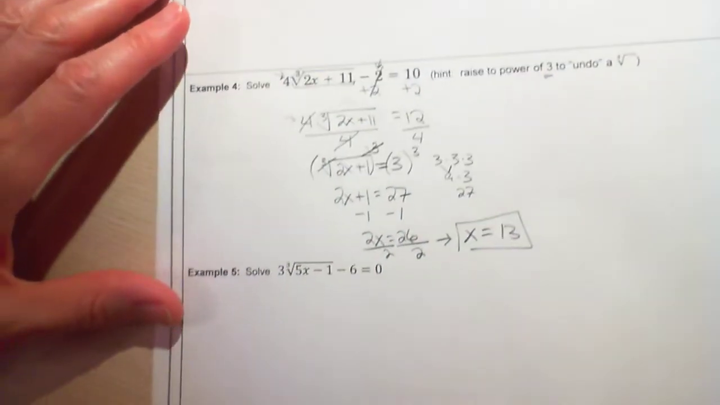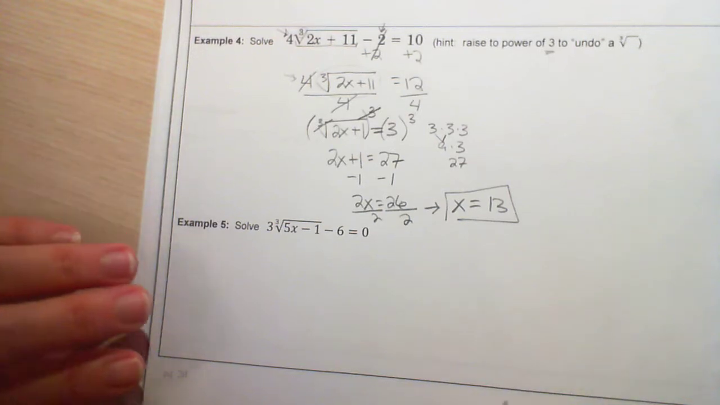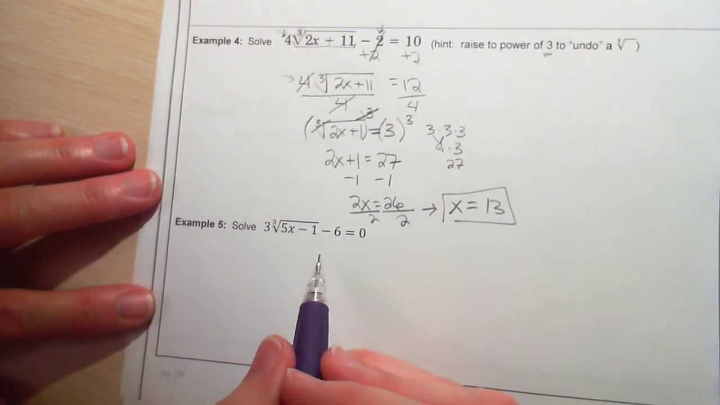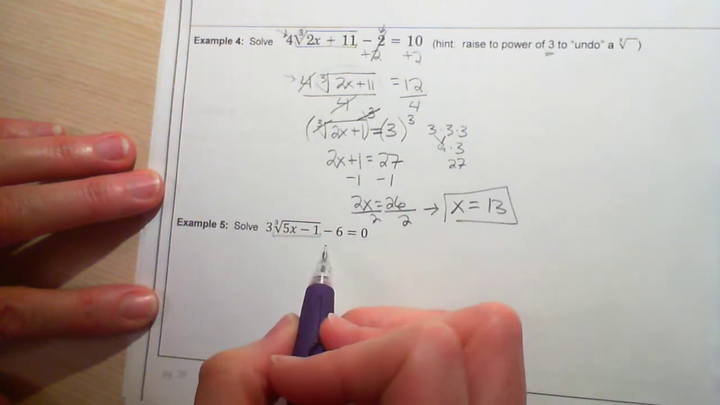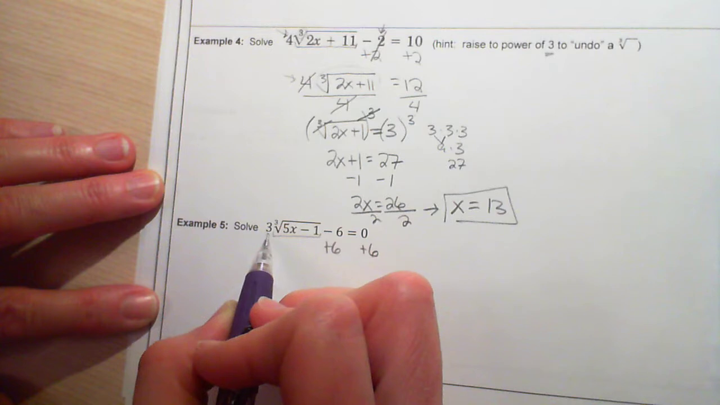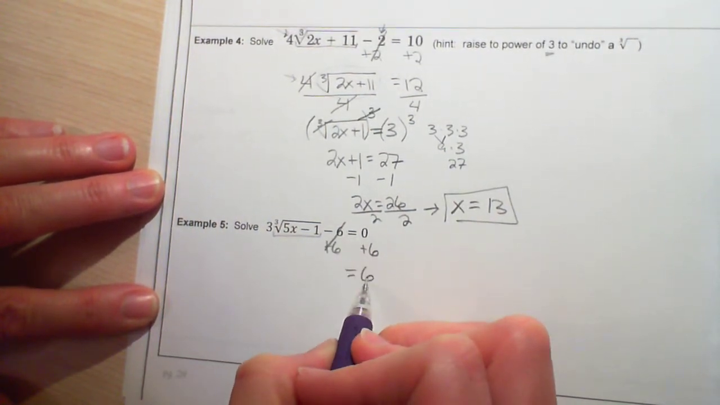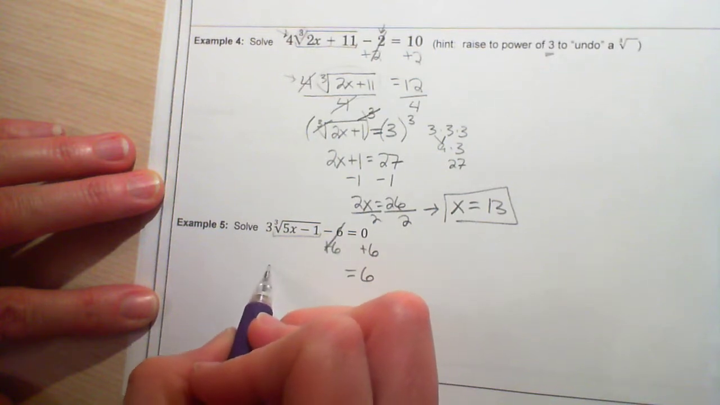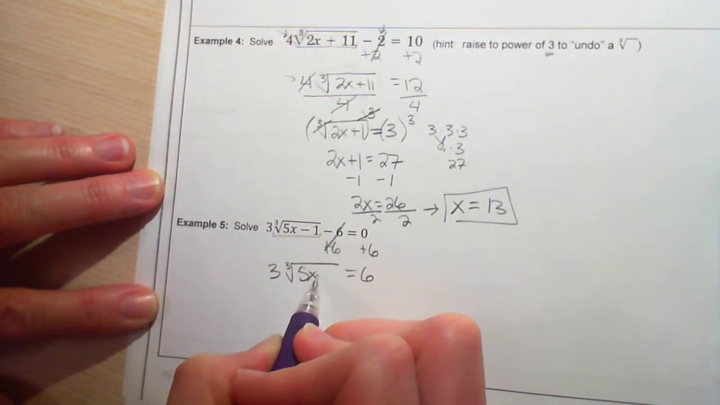I'll do one more. Yeah, we got time. It's a long video, but we'll do this one quick. Remember, all the steps are the same. Very similar. I'm going to add 6 to both sides. 6 is further away from the radical than the 3. So that gets me 0. On the right I have 6. On the left I have 3 times the third root of 5x minus 1.